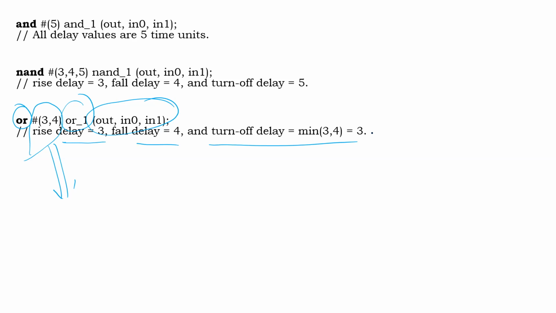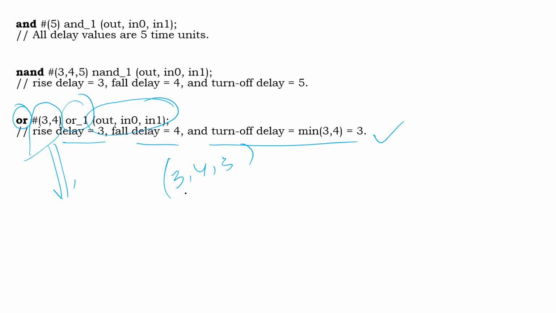So the minimum value between the rise and fall delays is what? 3. So that's why the turn off delay is 3 units. So that is 3, 4, 4, 3. These are the time units. The delays are 3 units, 4 units, and 3 units.